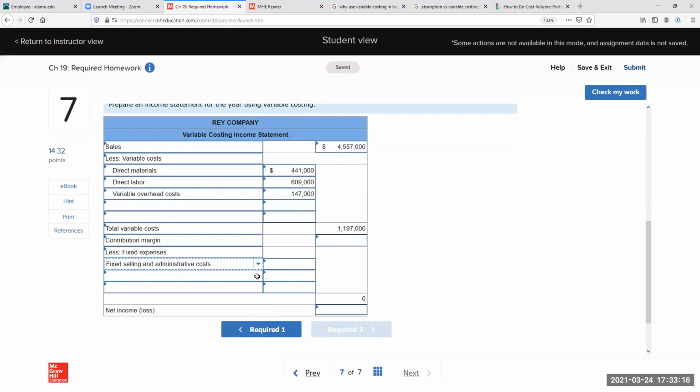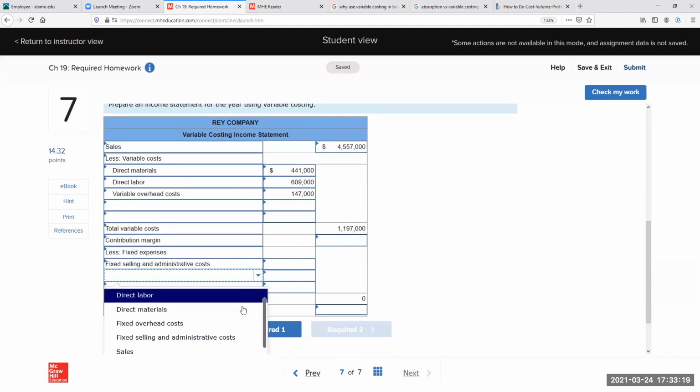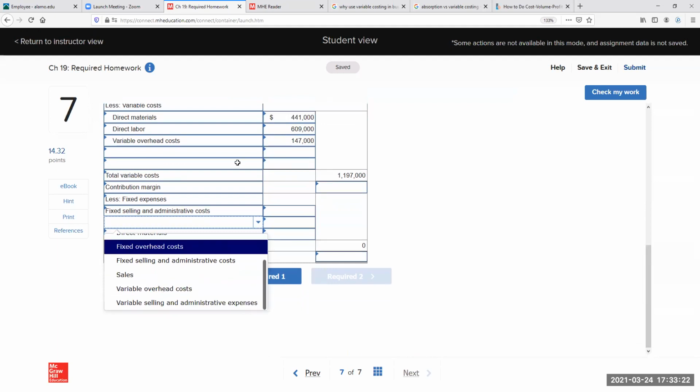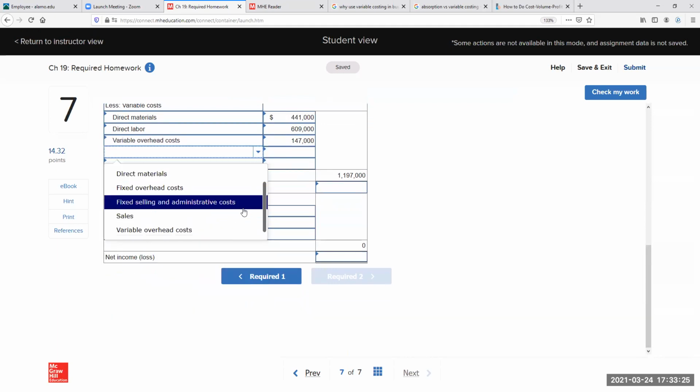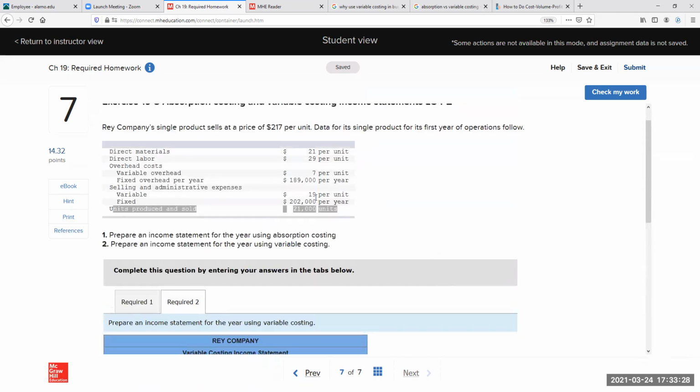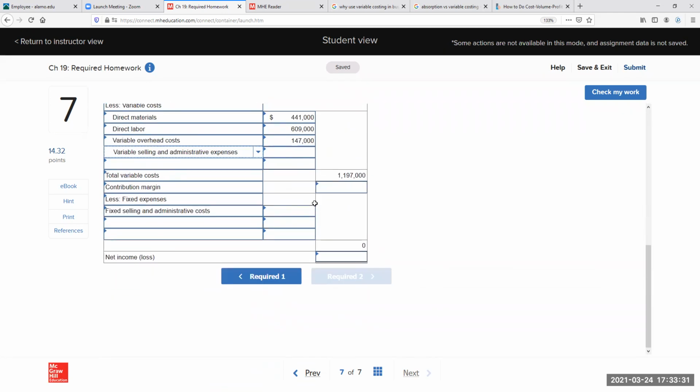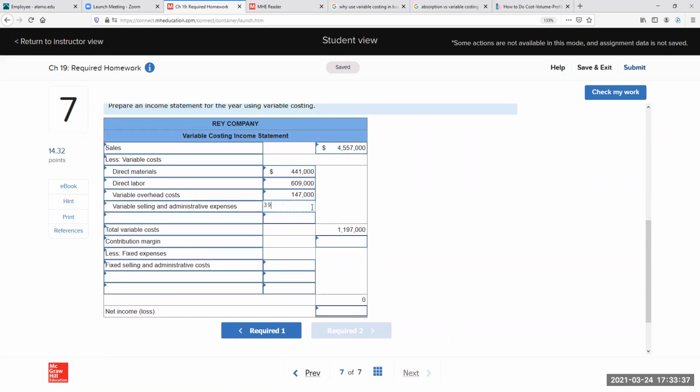Where's the fixed selling? They have variable selling. Variable selling should go up here. Selling, and that was the 19. $399. And that should be there. And the 4,557,000 minus 1,596 equals 2,961,000 contribution margin. And my fixed expenses should be my fixed selling and my fixed overhead.